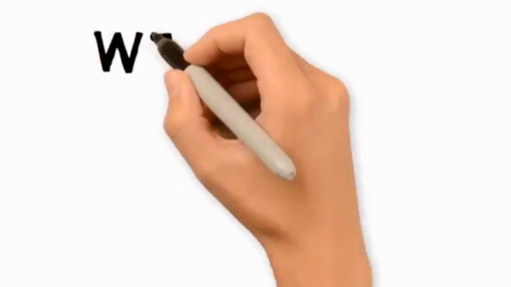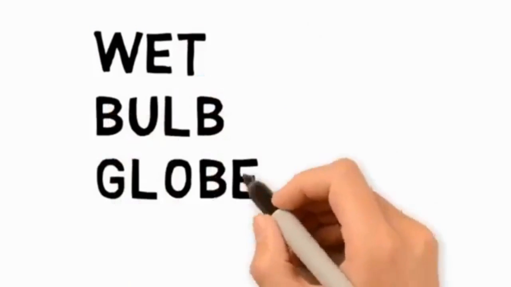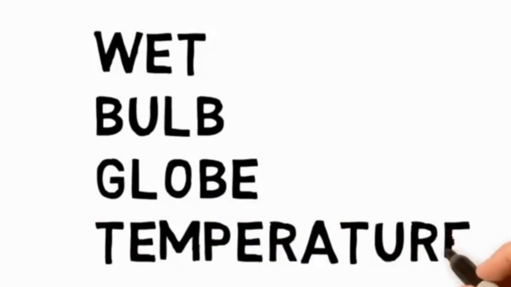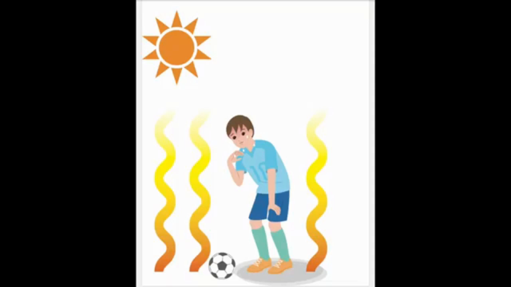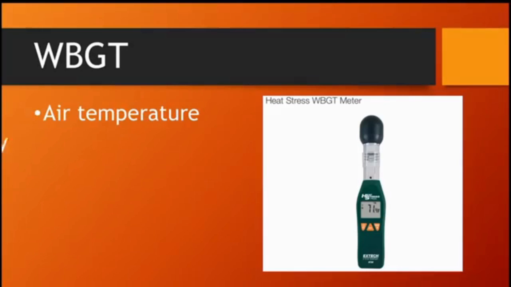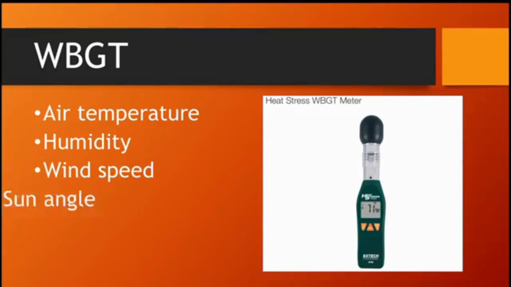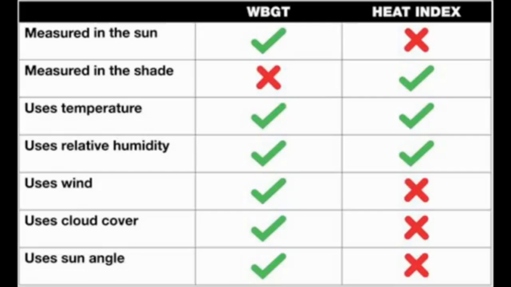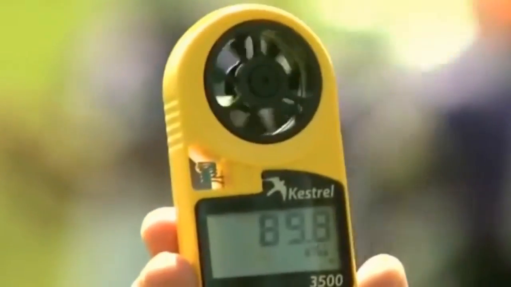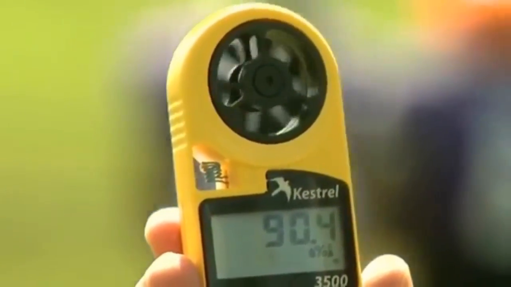We're going to discuss wet bulb globe temperature and how we use it to determine the safest playing conditions possible. So what is wet bulb globe temperature? Wet bulb globe temperature, or WBGT for short, is a way to measure the heat stress in direct sunlight. This takes into account air temperature, humidity, wind speed, the sun angle, and solar radiation. Now this differs from heat index readings, which only take into consideration the air temperature and humidity in a shady area. Wet bulb globe temperature can be used to establish guidelines for activity modifications.